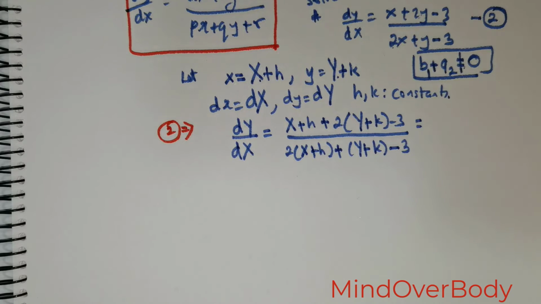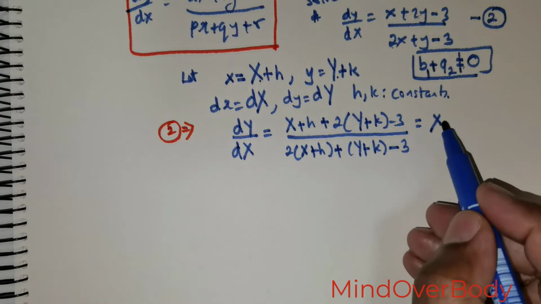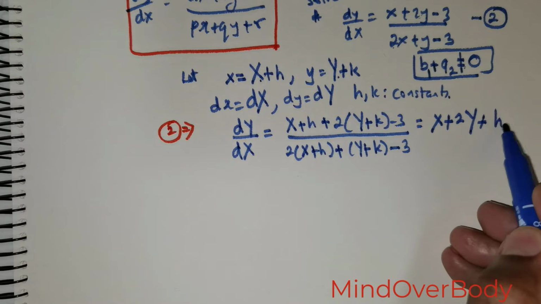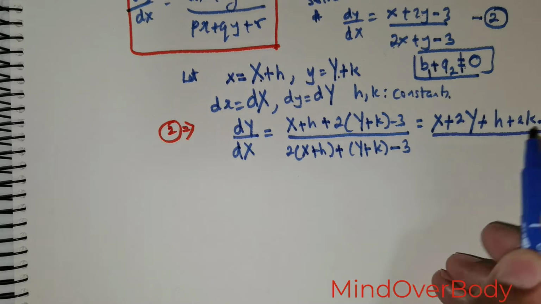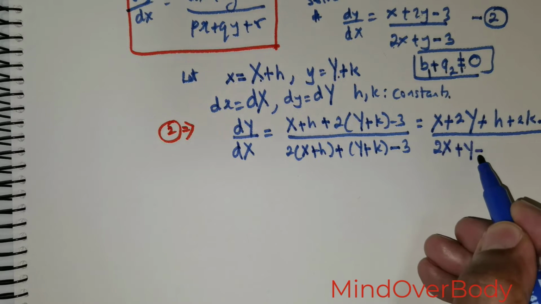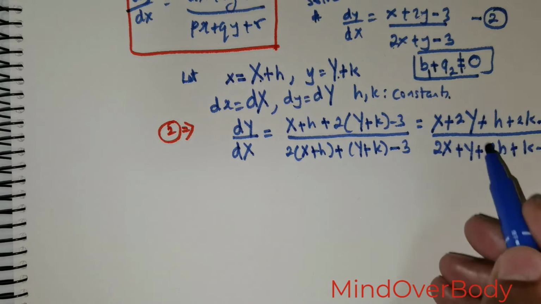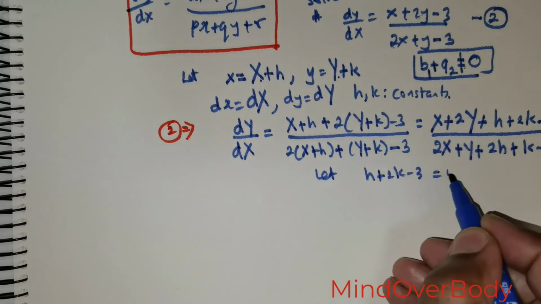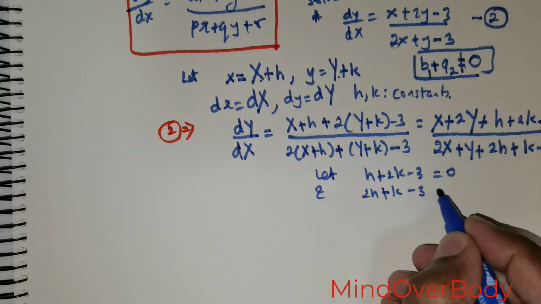I'm going to rewrite this. This can be rewritten as X + 2Y, and then I have h, 2k and 3, and this is followed by 2X + Y, with 2h, k and 3. So what I'm going to do is let h + 2k - 3 = 0 and 2h + k - 3 = 0.